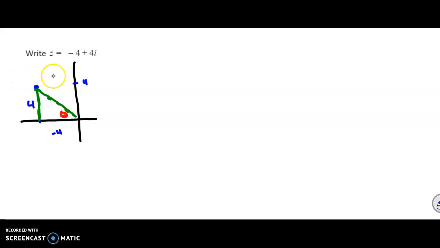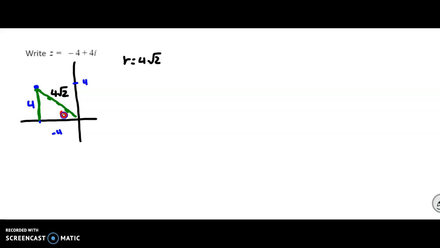All right, so my next example, here's my setup. Negative 4 plus 4i is negative 4 this way and positive 4, so up here. And so here's what my triangle looks like. I know that if I apply the Pythagorean theorem, the hypotenuse here is going to end up being 4 root 2. Okay, so that's my r value. r equals 4 root 2.